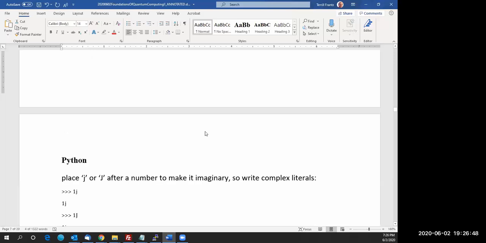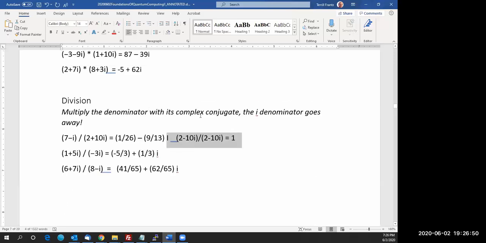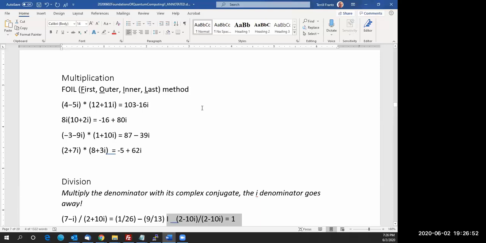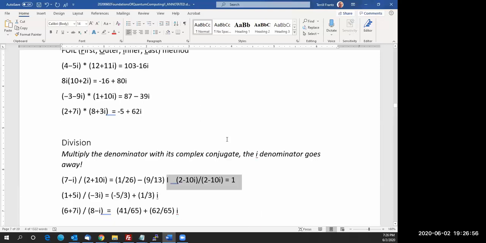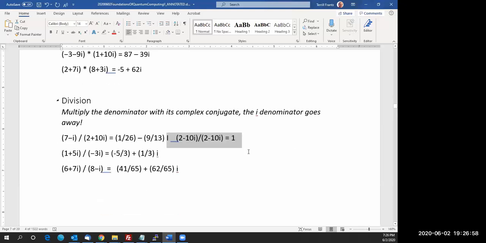So that's essentially the rundown on the basics of complex numbers in a nutshell. So what I'd like to do now is see if y'all are awake, and I'm going to give you some questions here.